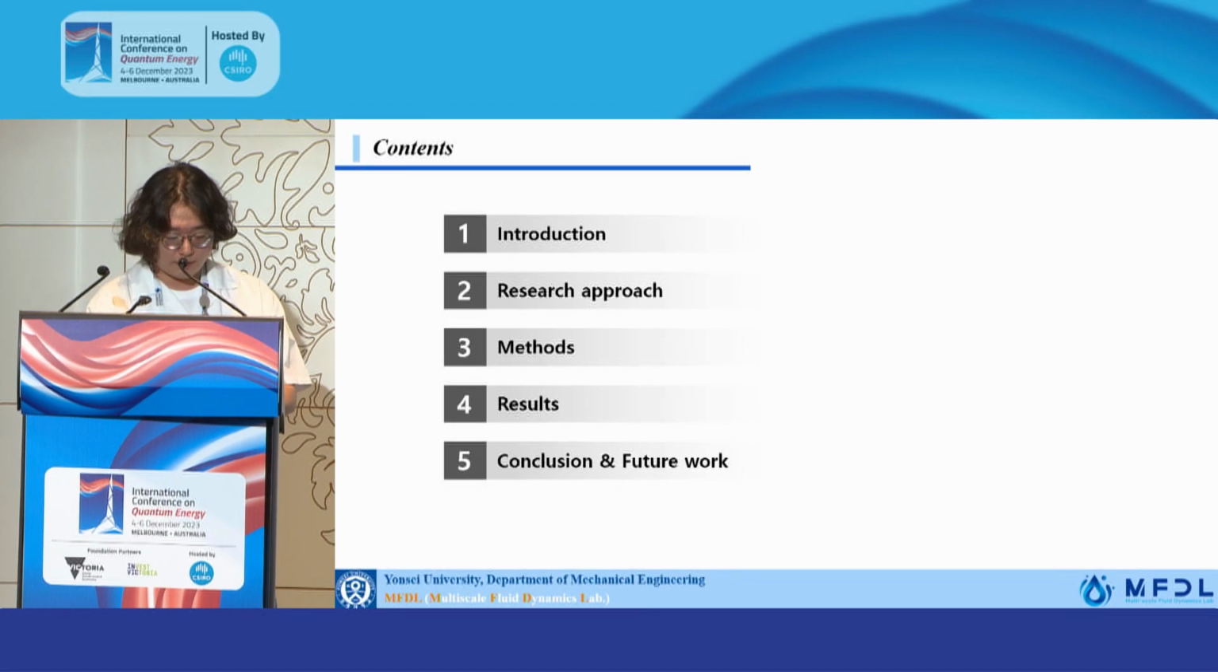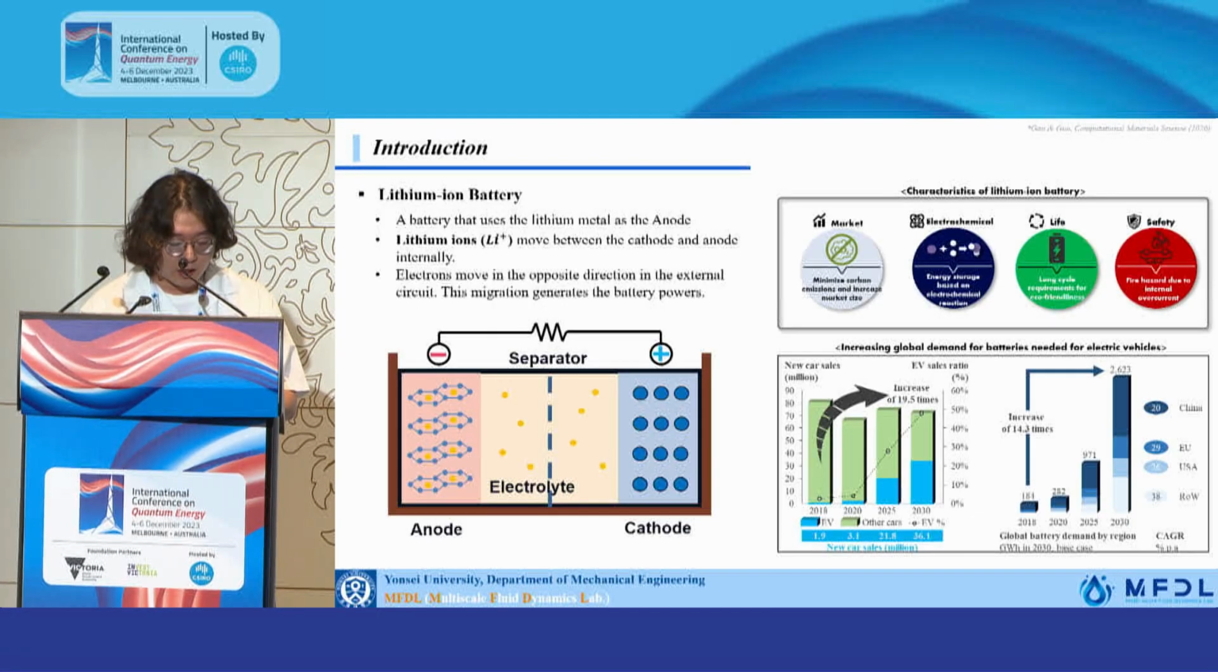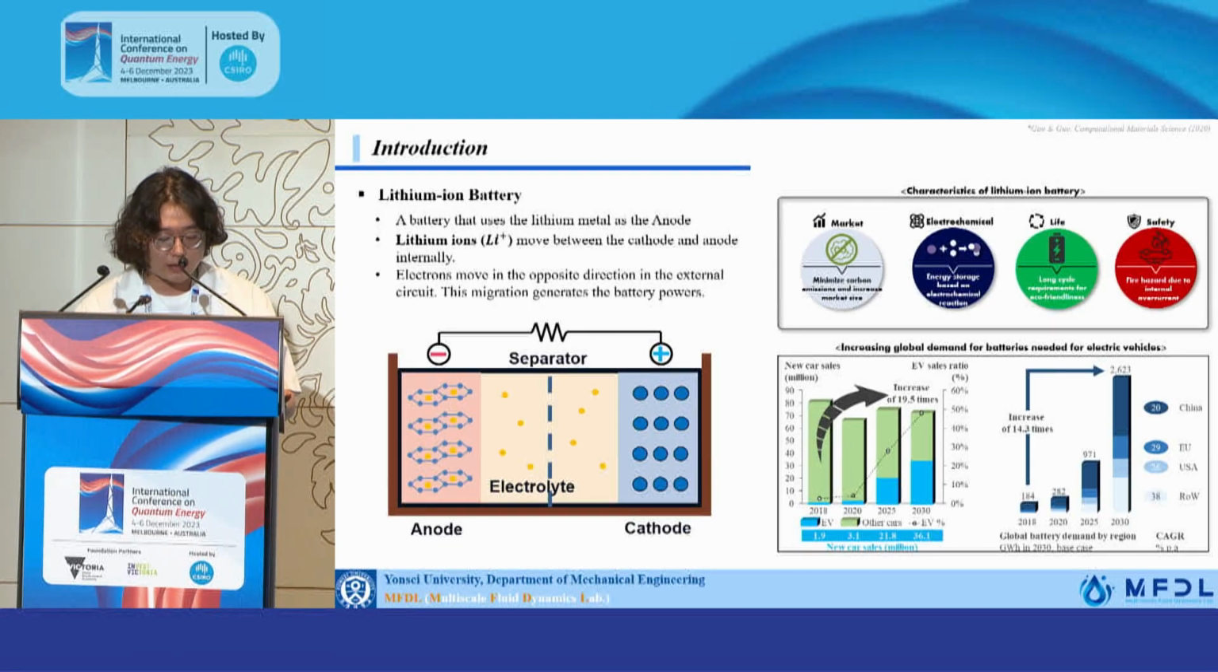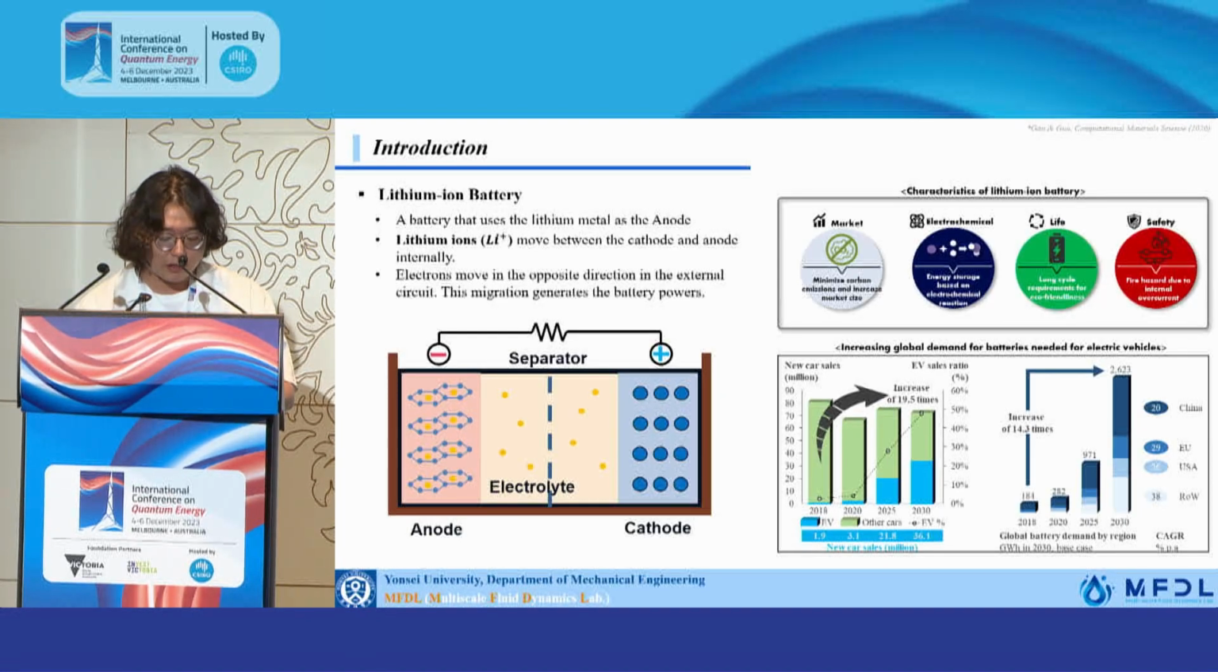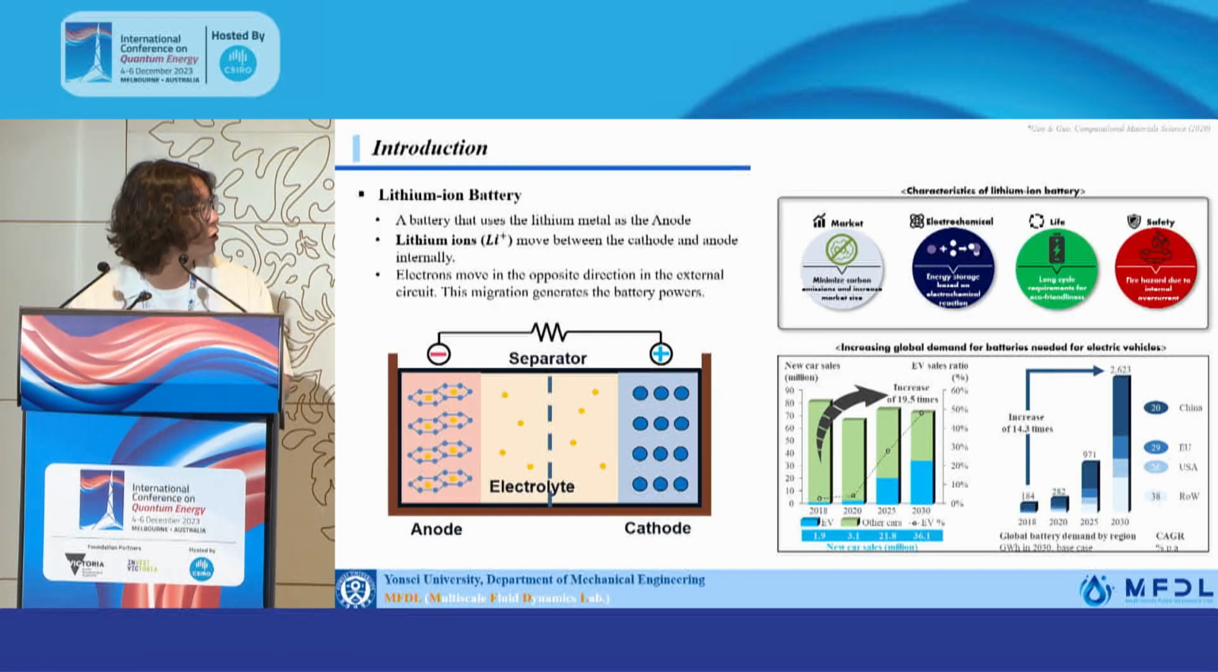So here's my content. The lithium-ion batteries use lithium metal as anode and cathode, with lithium ions moving between the cathode and anode internally. As a result, the electrons move externally through circuits powering our devices. These lithium-ion batteries have growing market size due to their high energy capacity based on electrochemical reactions. Also, they have long life cycle, which is a high advantage for our environment. However, they have safety issues such as fire hazard due to the dendrite growth problem.